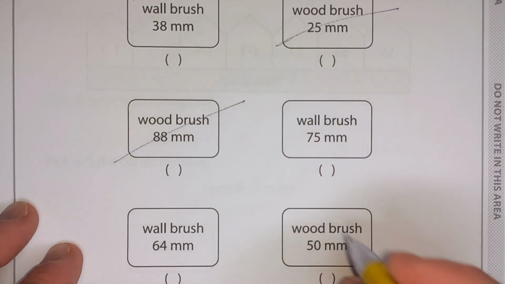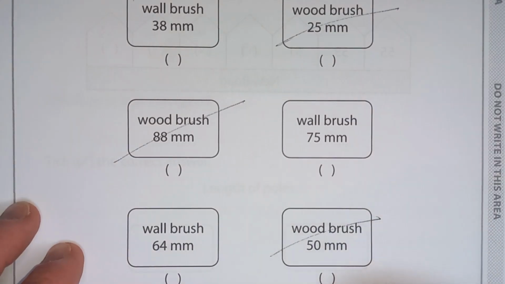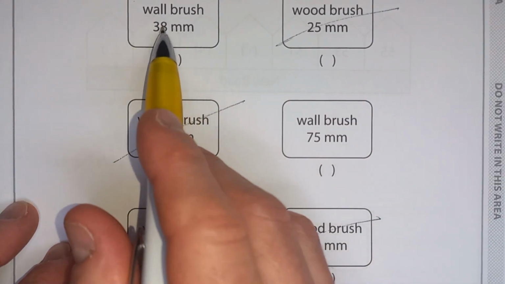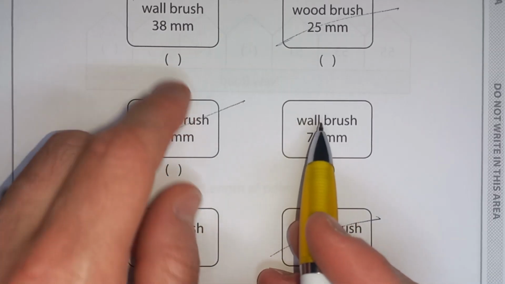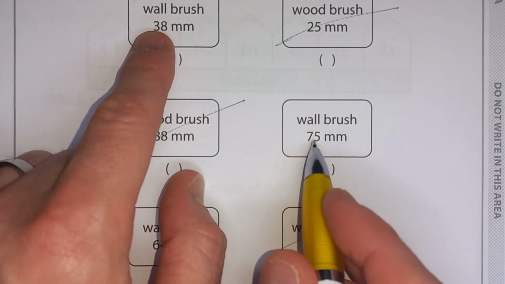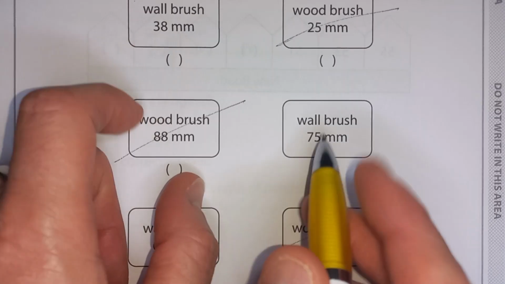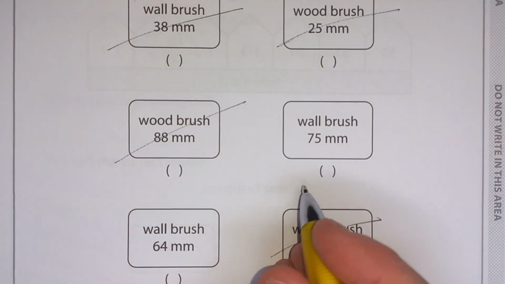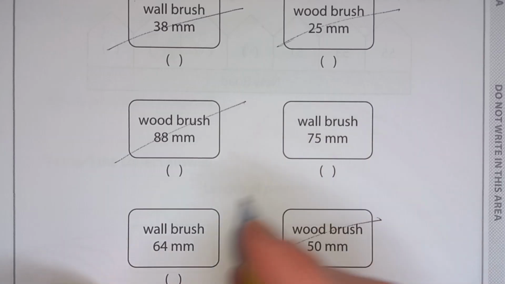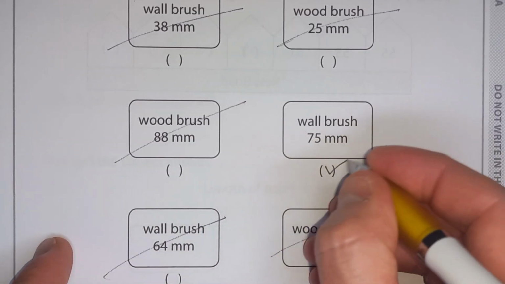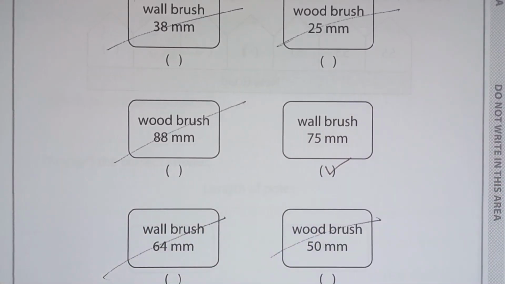We can cross off the wood ones, forget about those. And we want the widest, so we're looking at these 3 numbers and we want the biggest number. Well, let's just do 2 at a time. 38 and 75. Well, 75 is bigger than 38, so get rid of that one. 75 and 64. Well, 75 is bigger than 64, so that's going to be our answer.